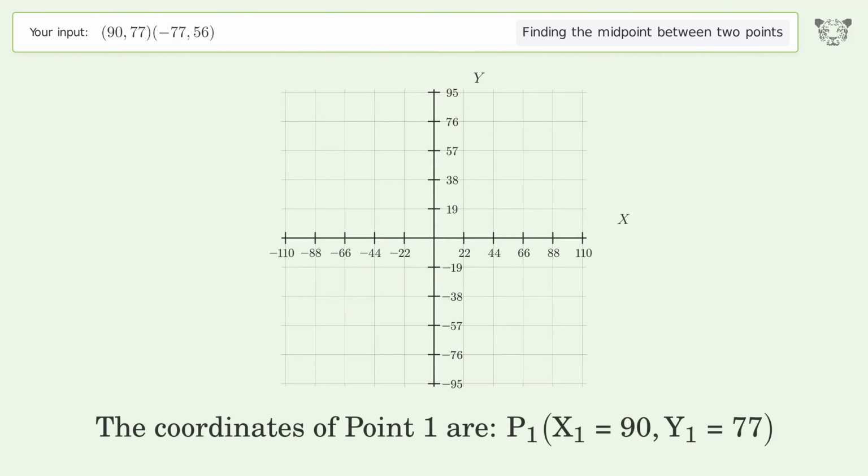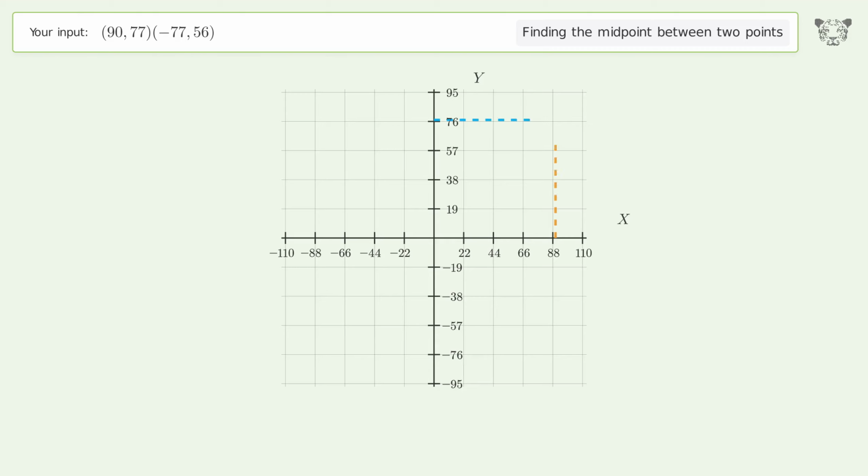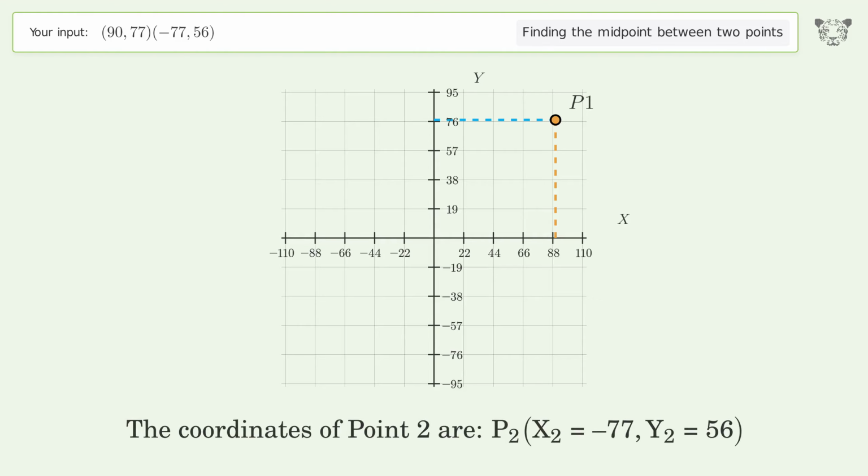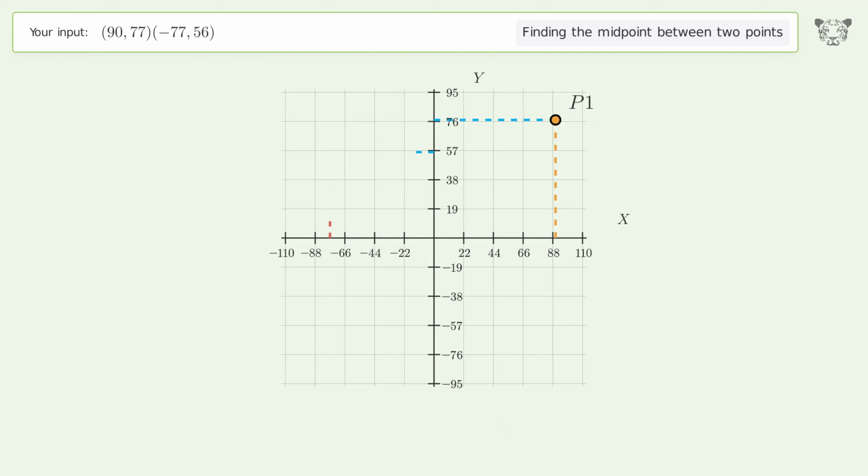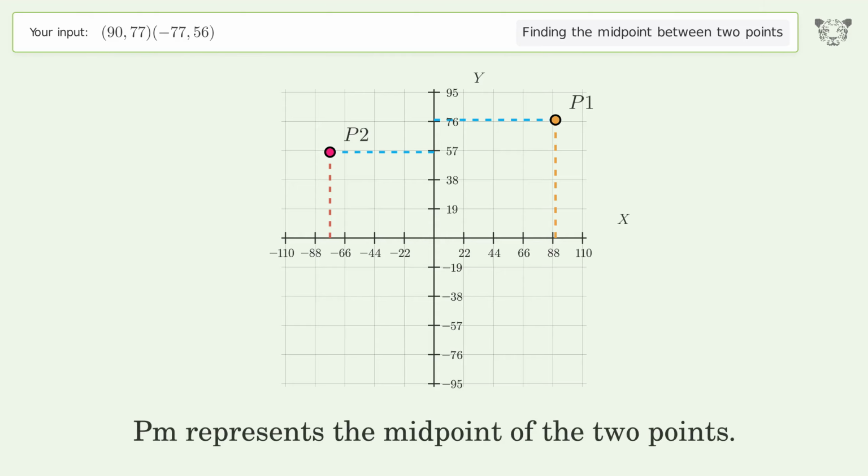The coordinates of point 1 are x1 equals 90, y1 equals 77. The coordinates of point 2 are x2 equals negative 77, y2 equals 56. PM represents the midpoint of the 2 points.